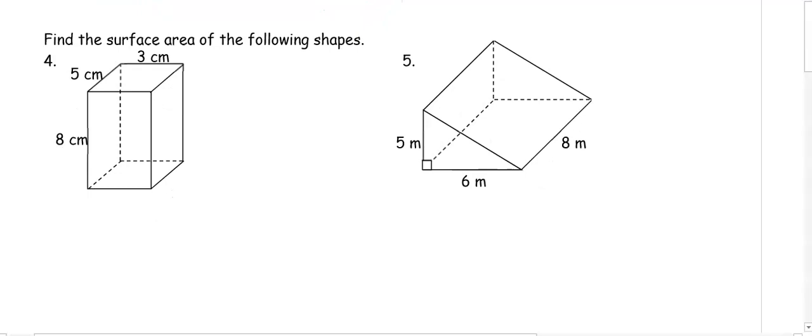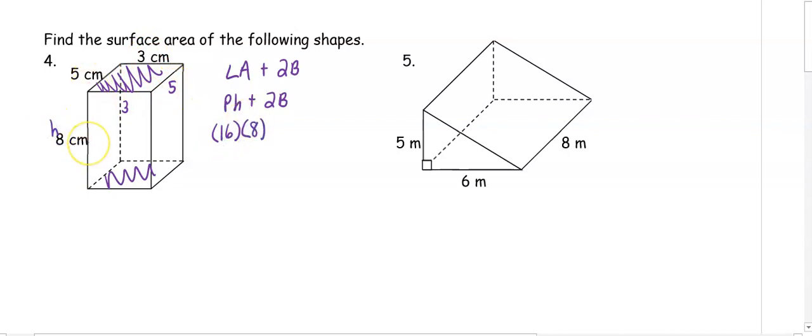So number 4 is a prism, and it's a rectangular prism. With a rectangular prism, it doesn't really matter which one you decide is your base. So I'm going to pick the top and the bottom, which is the base of 3 and 5. When you are doing the surface area, it is the lateral area plus 2 bases. So it's your perimeter times height plus the area of 2 bases. If we have a base with 2 sides of 5 and 2 sides of 3, 5 plus 3 plus 5 plus 3 gets us a perimeter of 16. The height, which is the distance between the two bases, is 8.